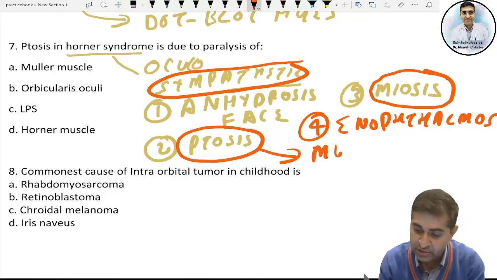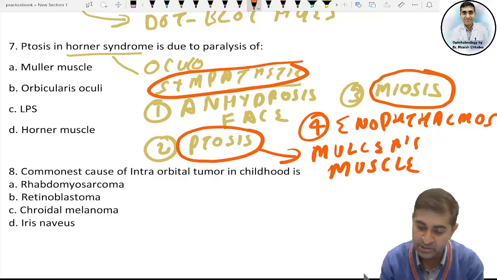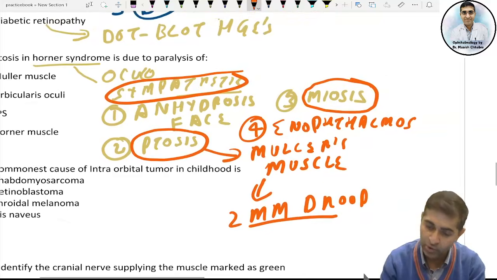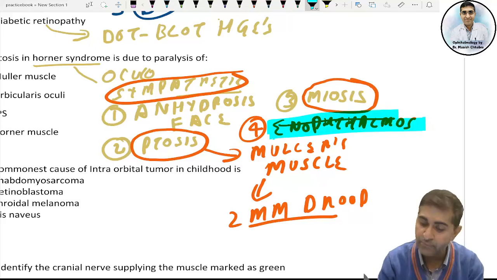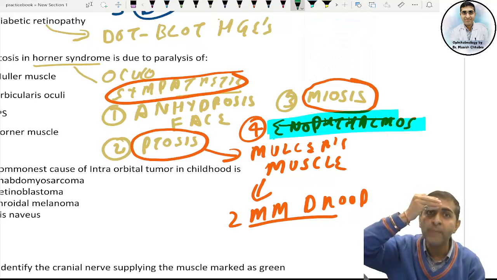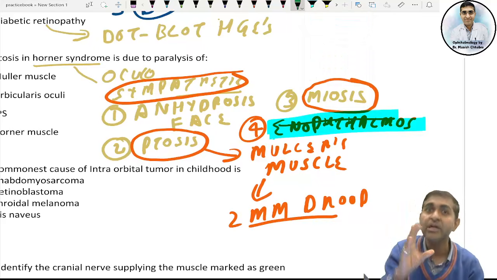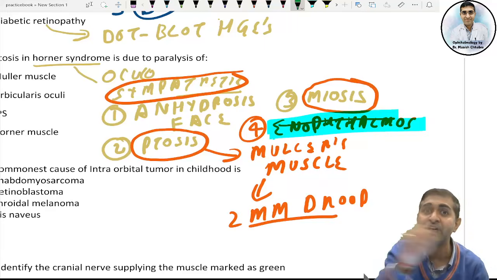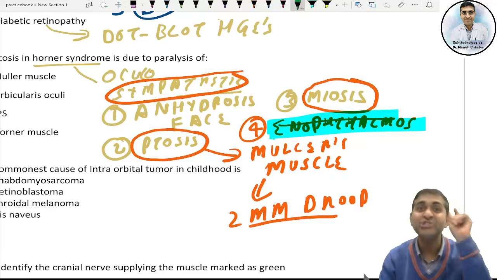So it is due to paralysis of Muller's muscle, and there will be just 2 millimeter of the droop. Now you will say, sir, okay, what about enophthalmos? Now mind you, enophthalmos is not true enophthalmos. It is pseudo enophthalmos. Why? Because when there is drooping of the upper eyelid by just 2 millimeter, it may appear as if the eyeball has sunk in, when actually it hasn't. So it is pseudo enophthalmos.